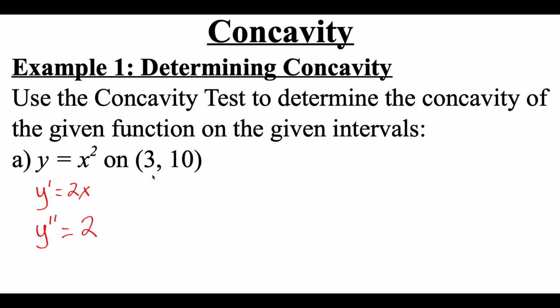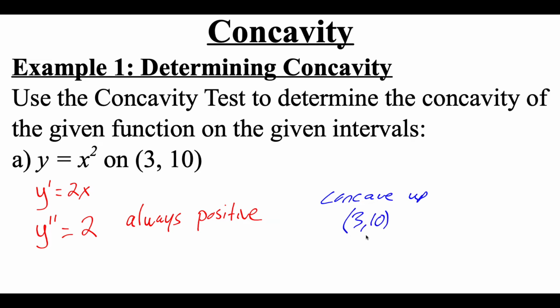Now we're looking on the interval from 3 to 10, so we're looking to see where this function would be positive and where this function would be negative on that interval. And because we're just getting 2, which is always a positive number, there really is no x for us to plug any numbers into. So this second derivative is always positive, meaning that our graph is going to be concave up, not only on this interval, but on every interval for this function.